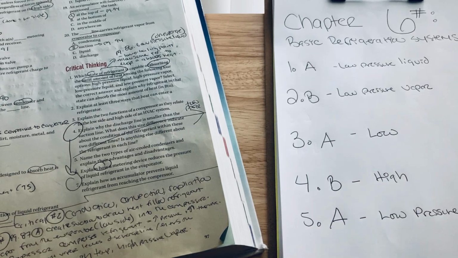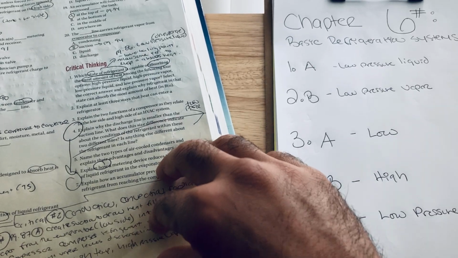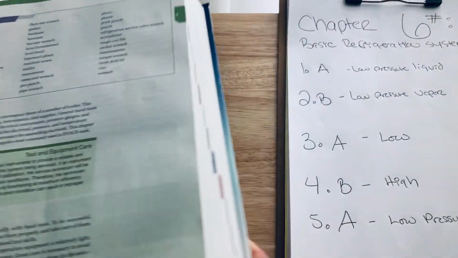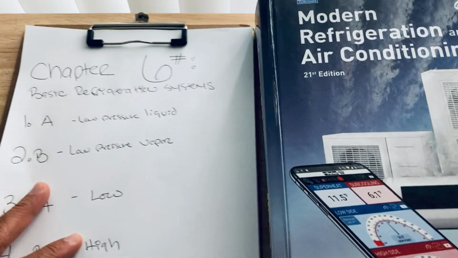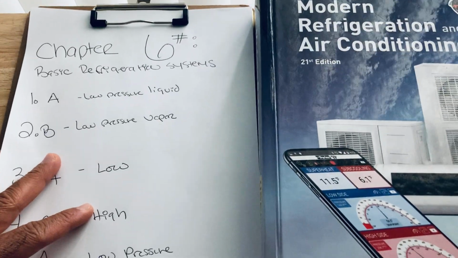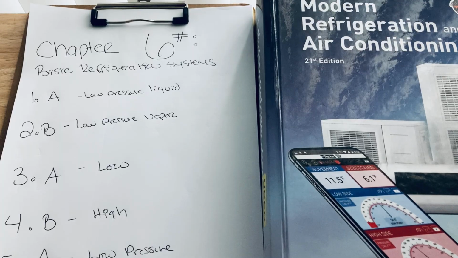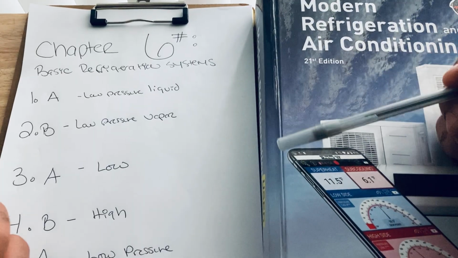All right, so here we are, we're on chapter 6, refrigeration systems. A lot of critical thinking questions. How to continue writing on the next page. Let's get going. Cool. All right, so first question, number 1.